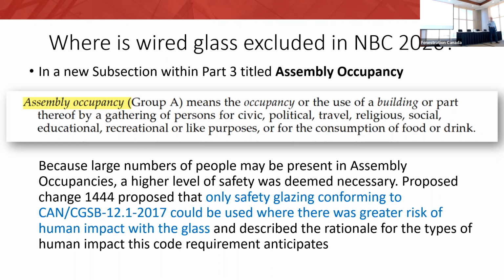So basically, wherever people gather, presumably in restaurants as well, you would be having an assembly occupancy, and the code now is requiring these occupancies to have safety glass in them.